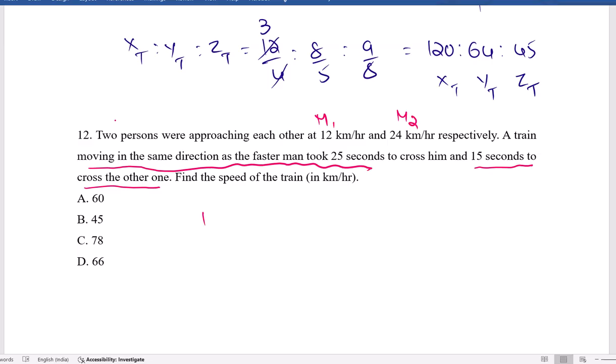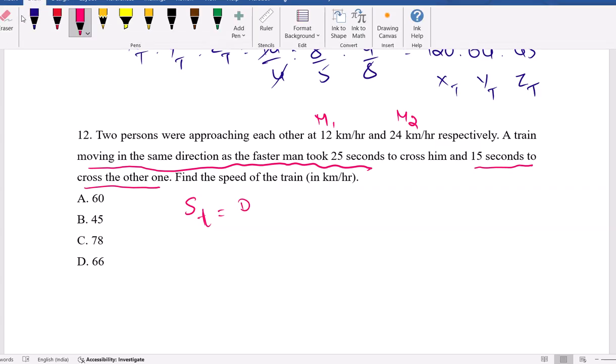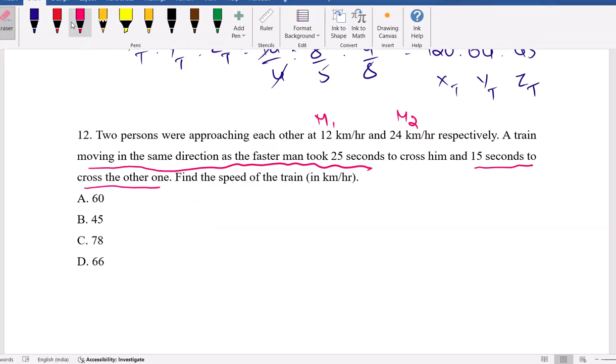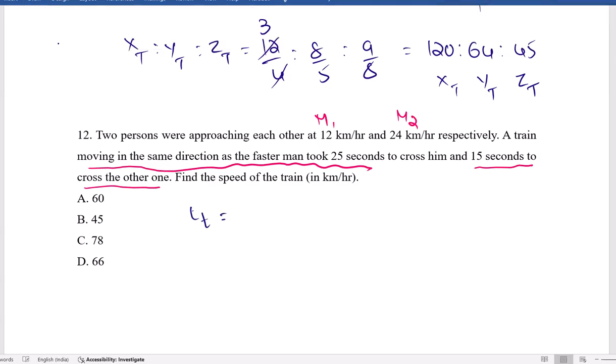Okay. Now speed. Speed is distance divided by timing. So distance is speed into time. Okay. So distance here is length of the train. Speed, as they're moving in same direction, speed of the train minus 12. Timing is 25 seconds for the faster man. Faster man is 24, right?